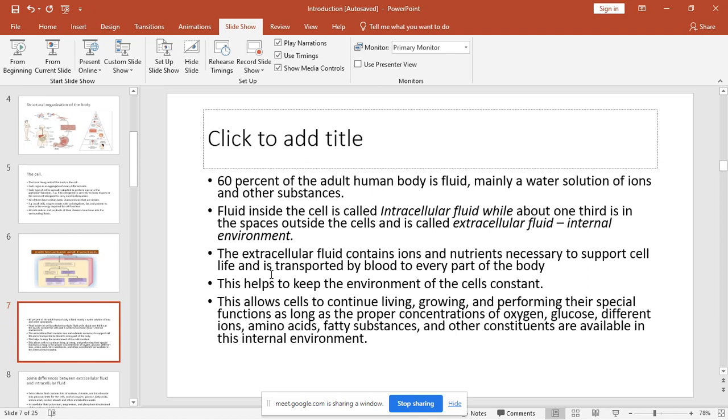Okay, so the extracellular fluid contains ions and nutrients that are necessary to support cell life and will be transported by blood to every part of the body. This is important in helping us keep a constant environment for the cell, and keeping the constant environment, like we've already said, will help the cell to continue living, growing, and performing its functions.